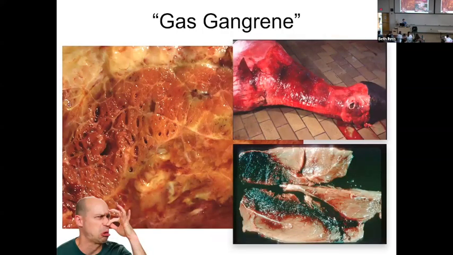Gas gangrene. So this specifically refers to invasion with Clostridia, which are anaerobic bacteria. They stink and they fart. So there is a lot of gas in the tissue when you have involvement of Clostridia. Here's a case of gas gangrene. You can see all these bubbles.